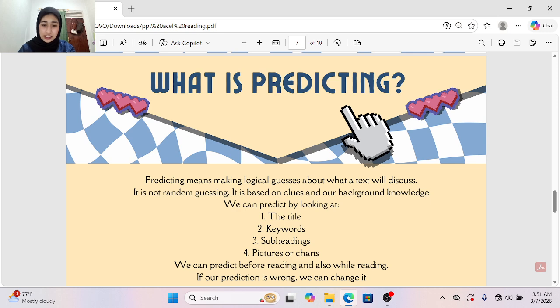The next slide is, what is predicting? Predicting means making a logical guess about what the text will discuss. Predicting is not a random guess. It is based on clues from the text and our background knowledge. We can predict by looking at the title, keywords, subheadings, pictures, or cards. Predicting helps readers be more active while reading. When we predict, our brain becomes more curious about the text.